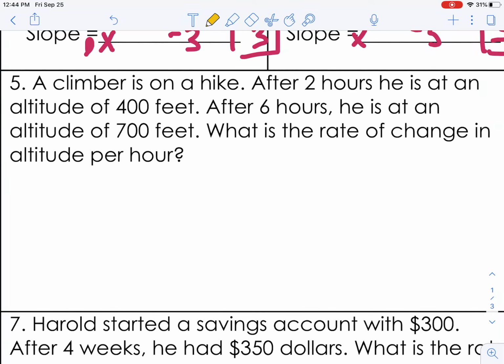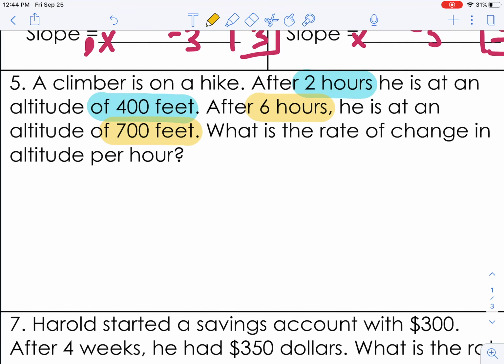Let's go over two examples on finding slope between two given points in a word problem. So number 5, a climber is on a hike. After 2 hours, he is at an altitude of 400 feet. After 6 hours, he is at an altitude of 700 feet. What is the rate of change in altitude per hour?